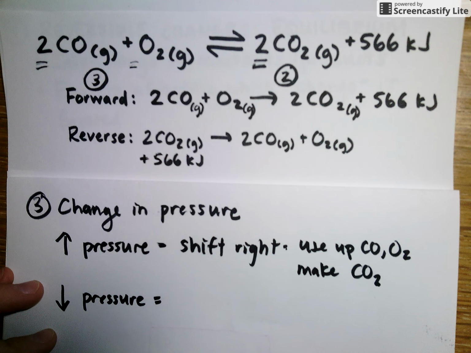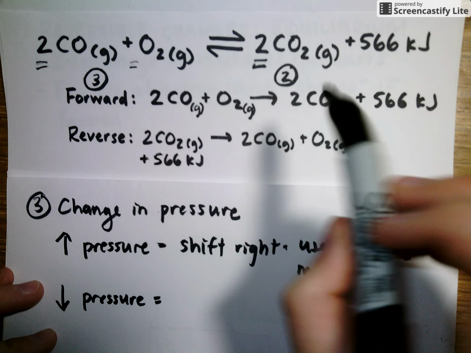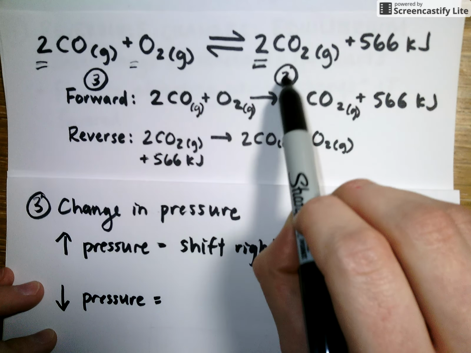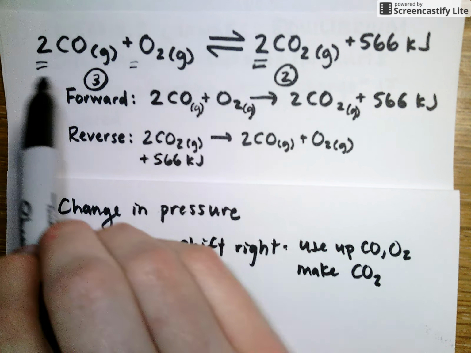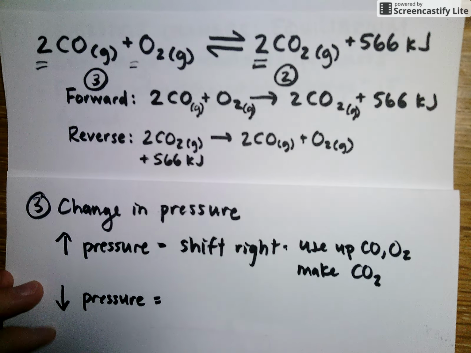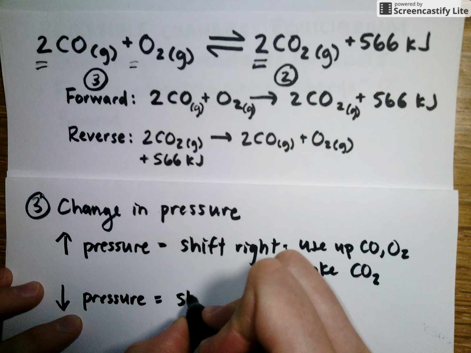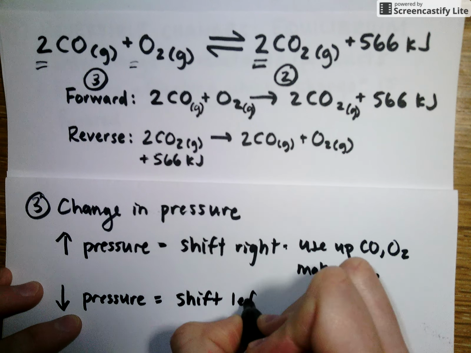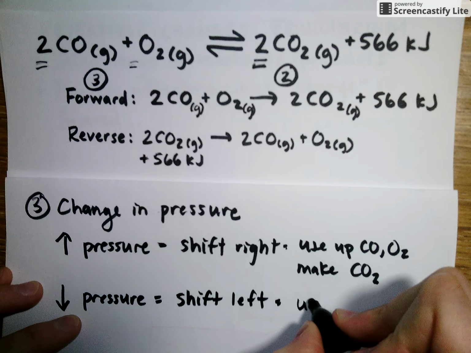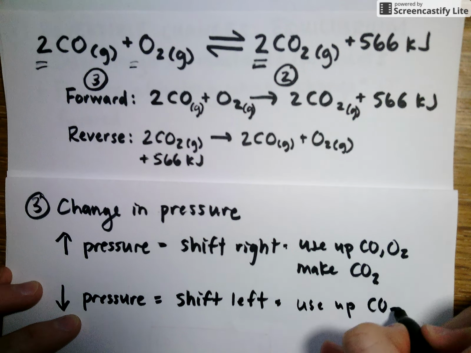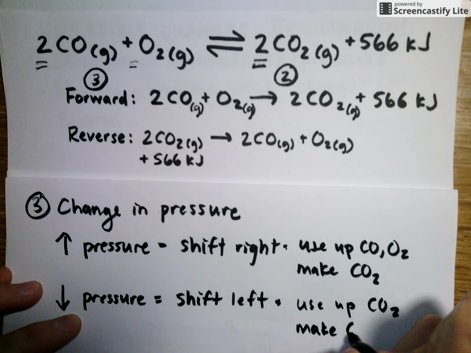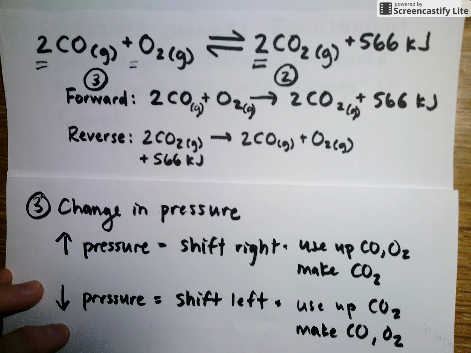So just like the toothpaste sucking up the extra stuff, it's going to move from a low number of moles of gas to a high number of moles of gas in order to try to restore some of the lost pressure. So a shift left. And remember, that means we're going to use up CO2 in order to make CO and O2.